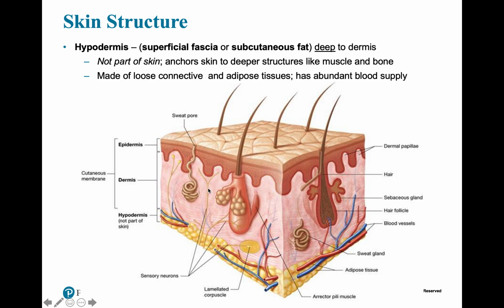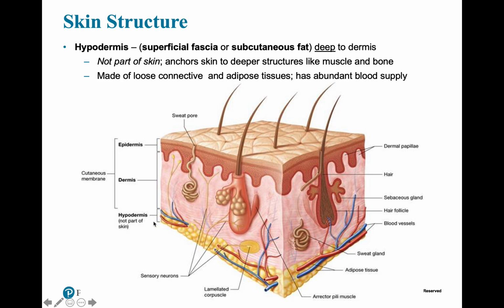Okay, and then the hypodermis. So hypo meaning below, it's the layer of tissue below the dermis or deep to the dermis. And although the hypodermis is not specifically a part of the cutaneous membrane, remember the cutaneous membrane is just the epidermis and then the dermis, can't really talk about skin and skin structure without mentioning the hypodermis.